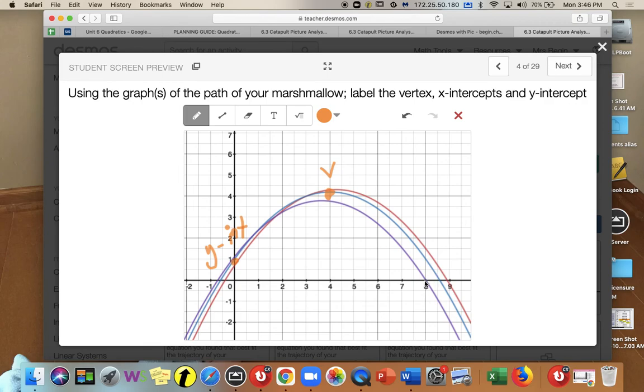My x-intercept was right here, and I had another x-intercept somewhere over here. So I'll call those my x-intercepts. Okay, so we can label those. We talked about those on day 1 of quadratics. Vertex is the highest or lowest point where it changes direction. The y-intercept is at time 0. And then the x-intercept is where it crosses the x-axis.